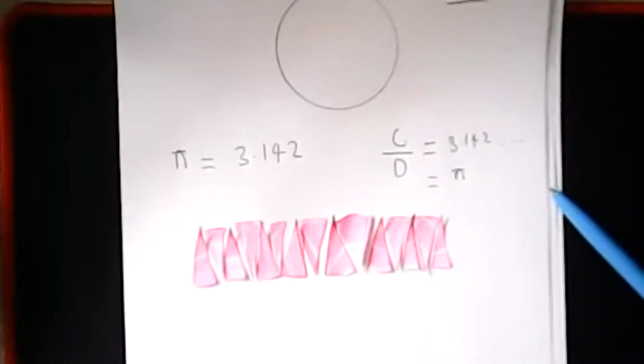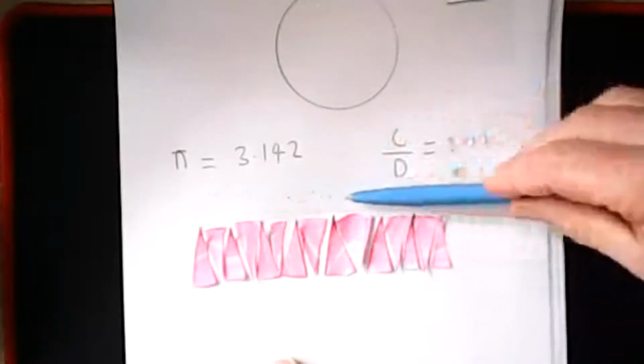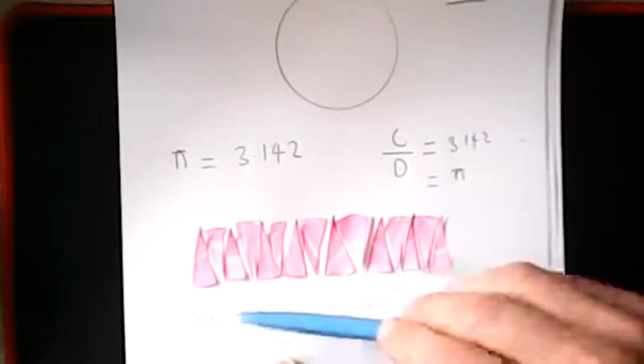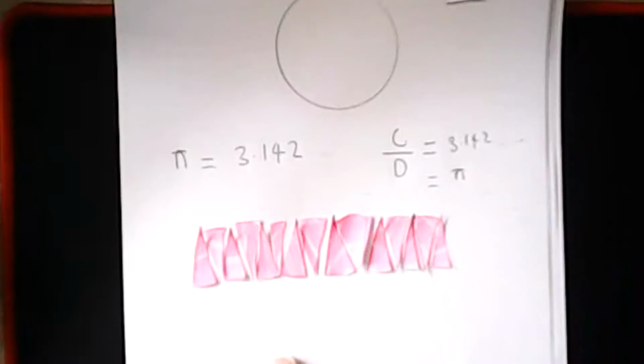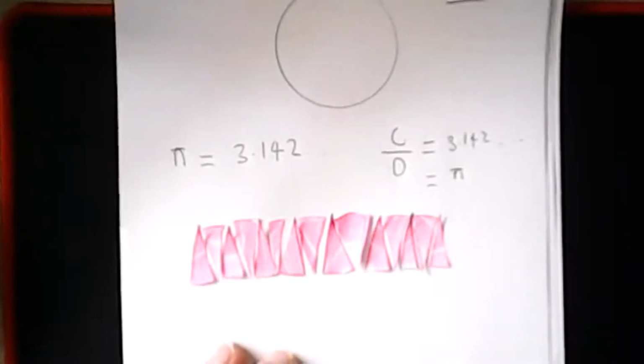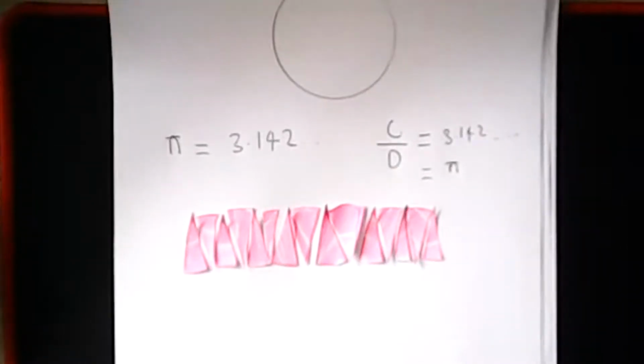Okay, let's get some answers on the live feed, please. Alright, so we've got a length going that way, and we've got a width going that way, a length and width. What is that shape? What is it approximating to? A length and a width.